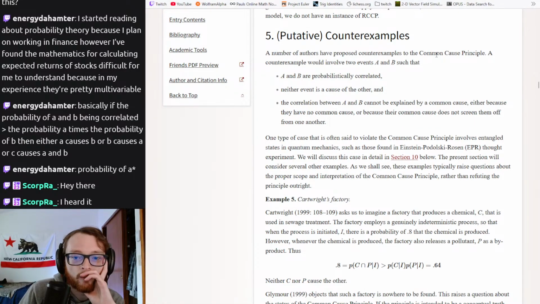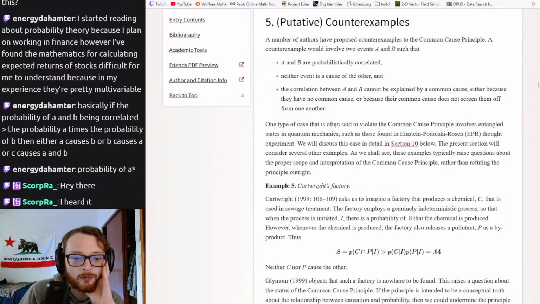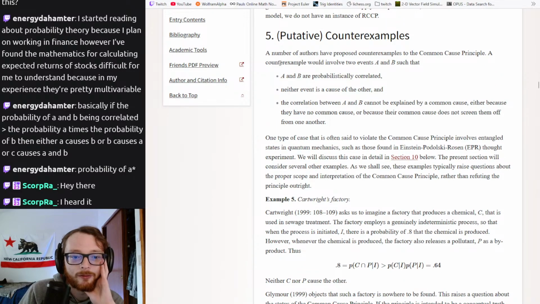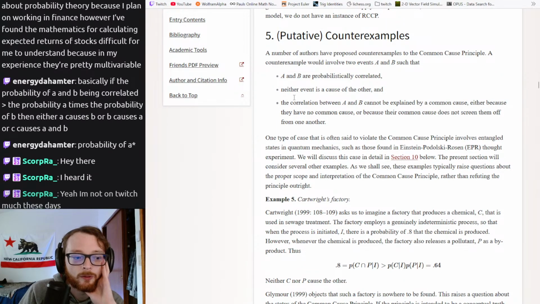Number of authors propose counterexamples to the common cause principle. Counterexamples involve two events A and B such that A and B are probabilistically correlated, neither event is a cause of the other, and the relation between A and B cannot be explained by a common cause, either because they have no common cause or because their common cause did not screen them off. The screening off phrasing, I don't know what that means. Okay, so it's saying things could be correlated without causation.